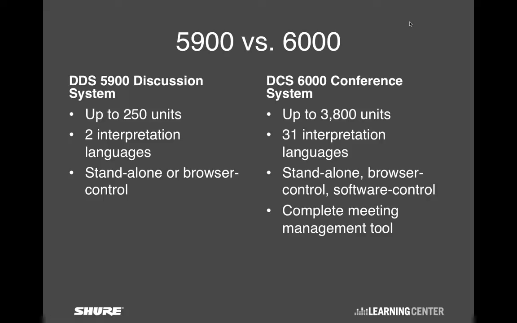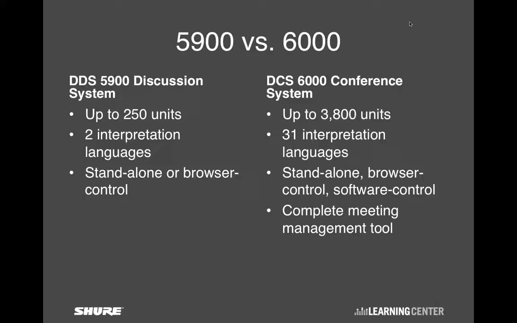So I don't want to spend a lot of time on the differences between our two systems here. There's actually an archived webinar on our website that goes through a little more detail on these two systems. But when you're looking at the DDS, the middle D being for discussion, 5900, or the DCS 6000 conference system, it really comes down to three things. First one, how many units do you need? The 5900 supports up to 250 conference units for one system, with the 6000 up to 3800. That's a big deal. The second thing is, how many languages do you need?